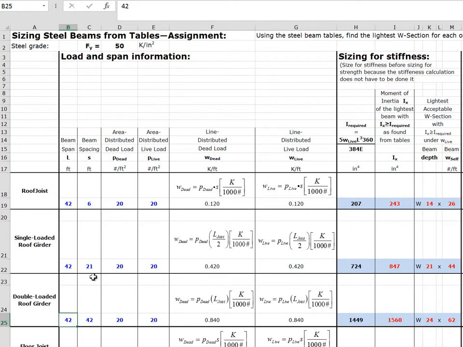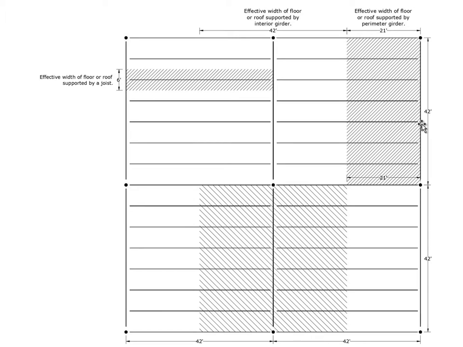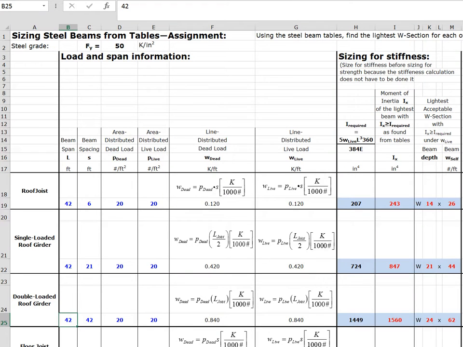Now, the width of floor supported by a single loaded roof girder is 21 feet. And again, we go back to this image and we say that girder supports halfway to that girder, and that width of floor is 21 feet. And then for the interior girder, we said the width of floor is 42. So for our calculational purposes, that becomes our S. So here we put 21 feet, which by the way is equal to B19 over 2. In other words, it's a supporting width of floor that's half of the length of a joist. In the case of the interior girder, it's just equal to the length of the joist. So that's cell B19, which is the span or length of a joist.